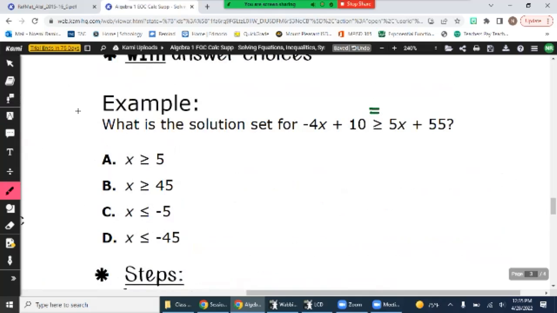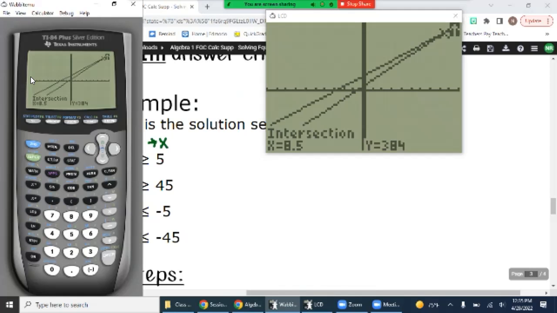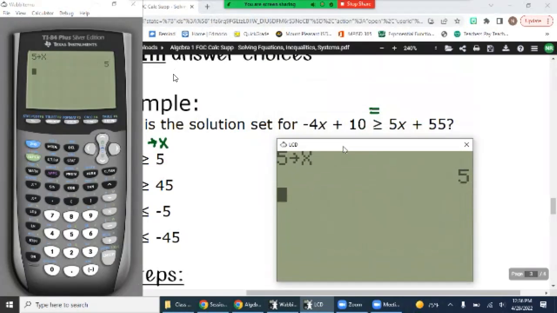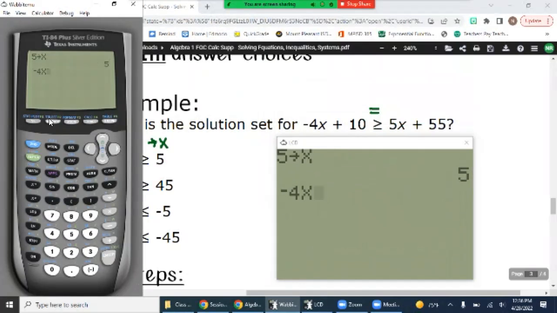Now, they're giving us answer choices to type in, and we have an equation, so we can substitute, we can store them for X. So I'm going to go ahead and store that very first answer choice, 5 store X. And then you type your equation with an equal sign, not the inequality. You can use the inequality, but if you do, chances are you're going to have to go back and use the equal sign again.